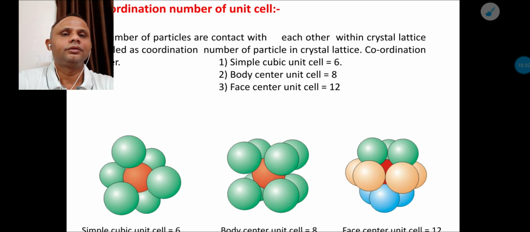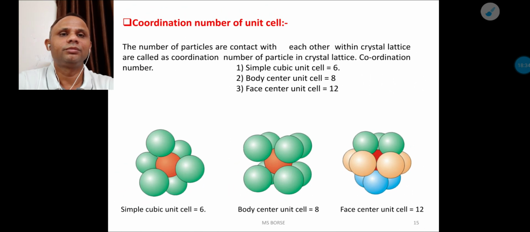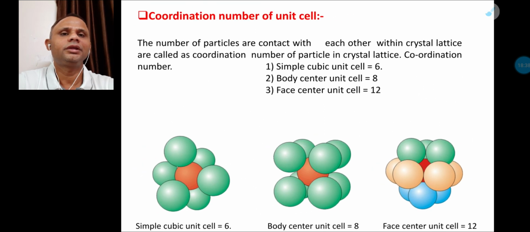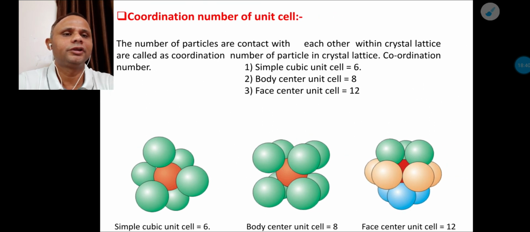So the next point is the coordination number of the unit cell. So what is coordination number? In coordination chemistry, you find that there are coordination compounds, so there will be ligands on the central metal atom. That means the number of ligands covalently joined to the central metal atom we call the coordination number.